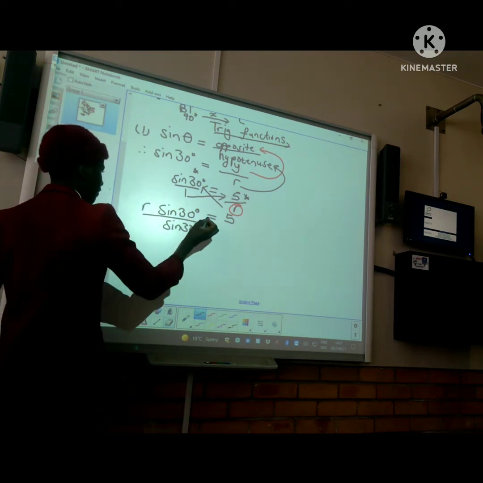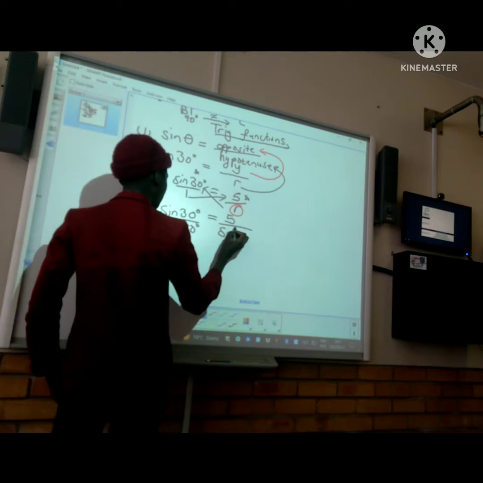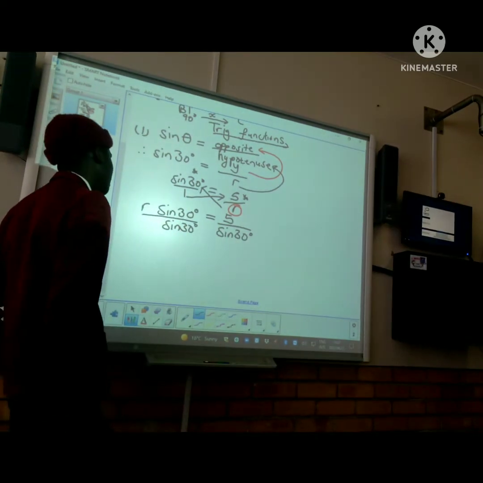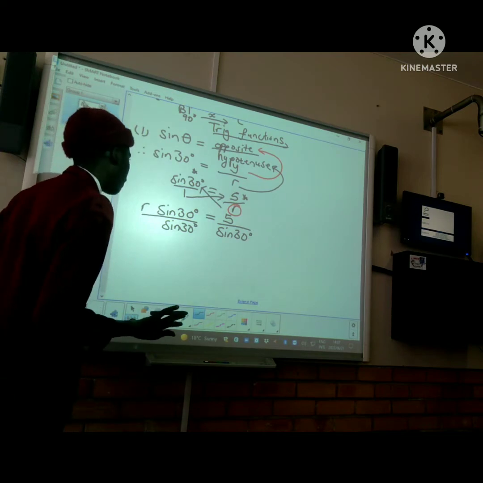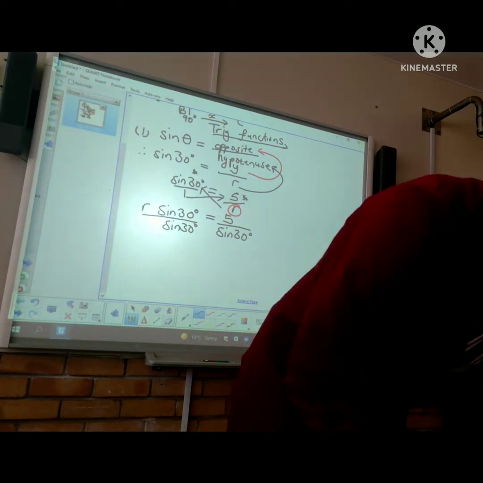Therefore, we remain with 1 times r, and that will be r. So what you do on the left hand side, you do on the right hand side. The reason being there's an equal sign. So what you do on the left hand side, you do on the right hand side, so that the things remain equal. So here, you can now easily deal with it.